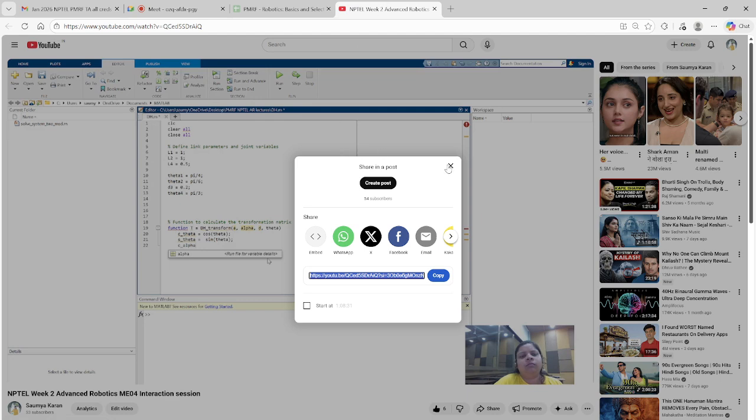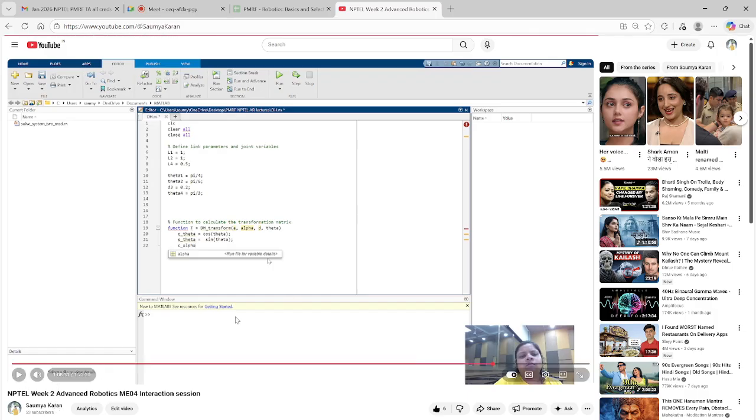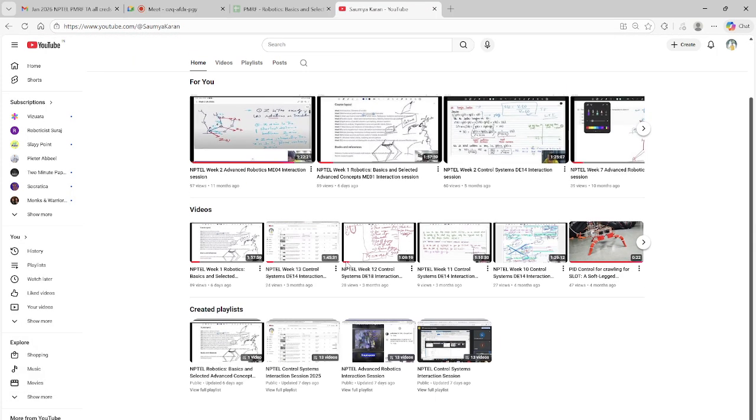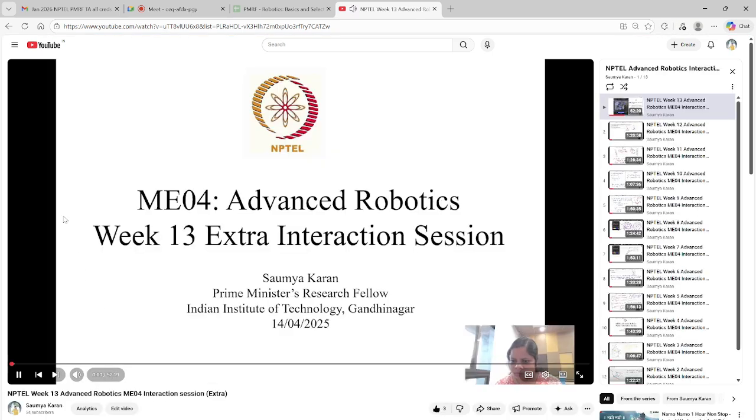So you get to see this MATLAB problem also here, right? Apart from that, if you see the channel properly, there are four playlists over here. Okay. One of them is for control system, the other is also for control system, so it is twice. And apart from that, this is the lecture which I'm taking now. I'll be uploading every video here, but apart from that, this is the advanced robotics playlist. All right.